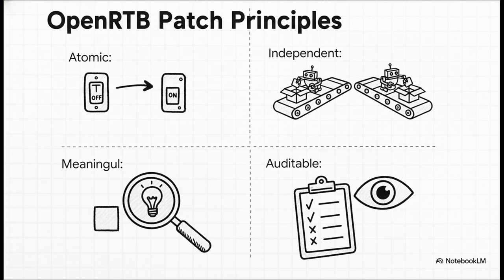The patch protocol itself is also built for trust. Every change is atomic, which is a fancy way of saying it's all or nothing. The change either succeeds completely or it fails safely, leaving no mess behind. It's also independent, so different agents can't accidentally mess up each other's work. And, of course, because of intent, every single action is meaningful and totally auditable.